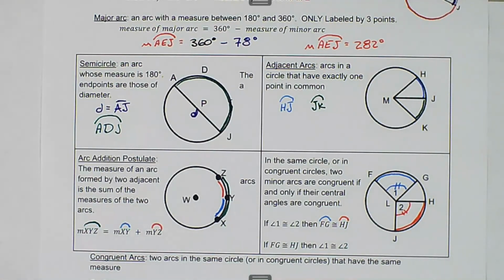Congruent arcs are two arcs in the same circle or in congruent circles that have the same measure.